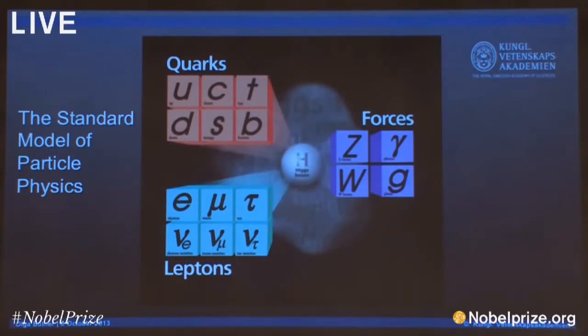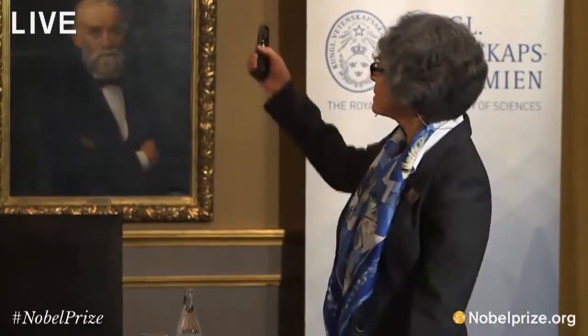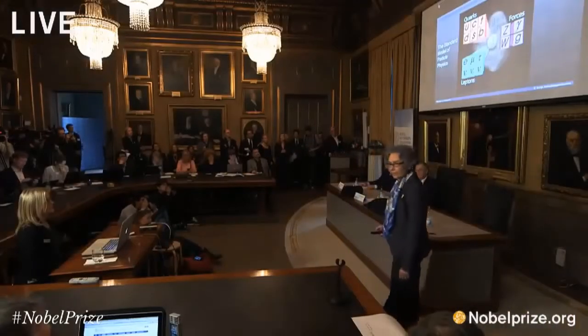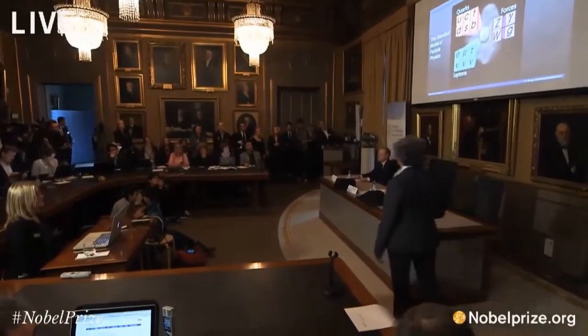And the theory would like all these particles to be massless. However, we all know they are not massless. I mean, we are not massless, unfortunately for some. So something must be there in the background to give these particles mass, and this is symbolized by this gray cloud in the background here with an H on top.